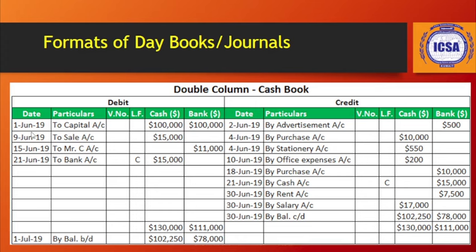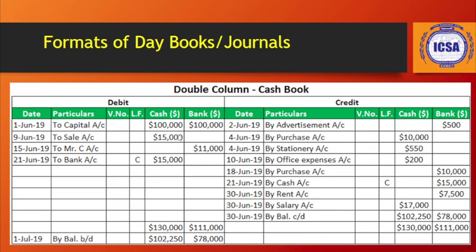all these formats have the basic elements, like they all will be having date, particulars, some reference columns, and then there will be an amount column. So this is the common feature of all formats, but they are slightly different from each other, so we can find those differences as well.